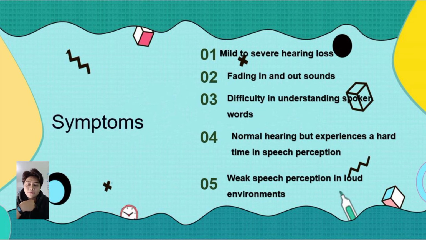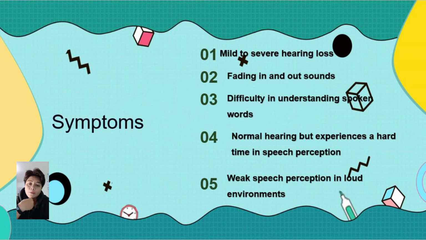First is the mild to severe hearing loss, and the second would be fading in and out sounds. Well, what do you mean by fading in and out sounds? The closest thing that I could relate to it would be when we are in a hall and we experience a faulty signal. We would hear our friends' words being spoken in a choppy way. It's like when you can barely hear anything or make sense of everything. That is what fading in and out sounds mean.